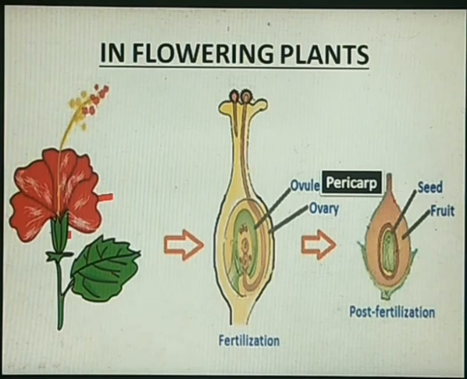Why? Because there the development of zygote is taking place inside the ovary. So zygote will develop into the embryo and the ovule will develop into seed later on, and the ovary which encloses these ovules will develop into a fruit, and the wall of ovary will now become a protective layer of the fruit that is called as pericarp.